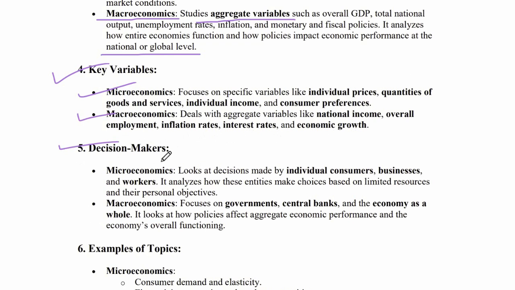Decision makers. Who are the decision makers in microeconomics? Those are individual consumers, businesses, and governments. In macroeconomics, it is the government and the central bank who are the decision makers, because they look at the economy as a whole. It looks at how policies affect aggregate economic performance and the economy's overall functioning.